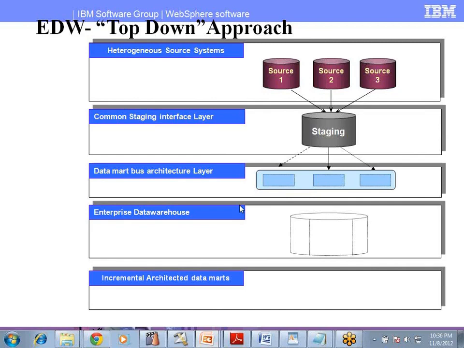In the top-down approach of data warehousing implementation, we have different sources: source 1, source 2, source 3. These sources, whatever we have in the top-down approach, may be heterogeneous or homogeneous.